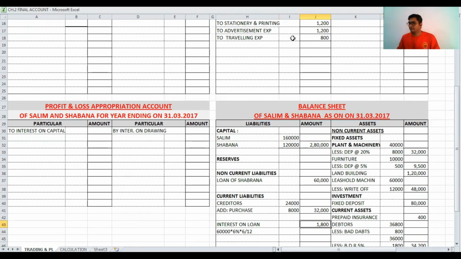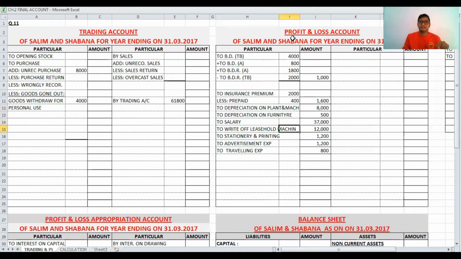So now our interest amount comes to 1800, and for every adjustment there are two entries. So for 1800, the first entry is in the balance sheet, and the second entry is in the P&L account, to interest on loan. Amount comes to 1800.